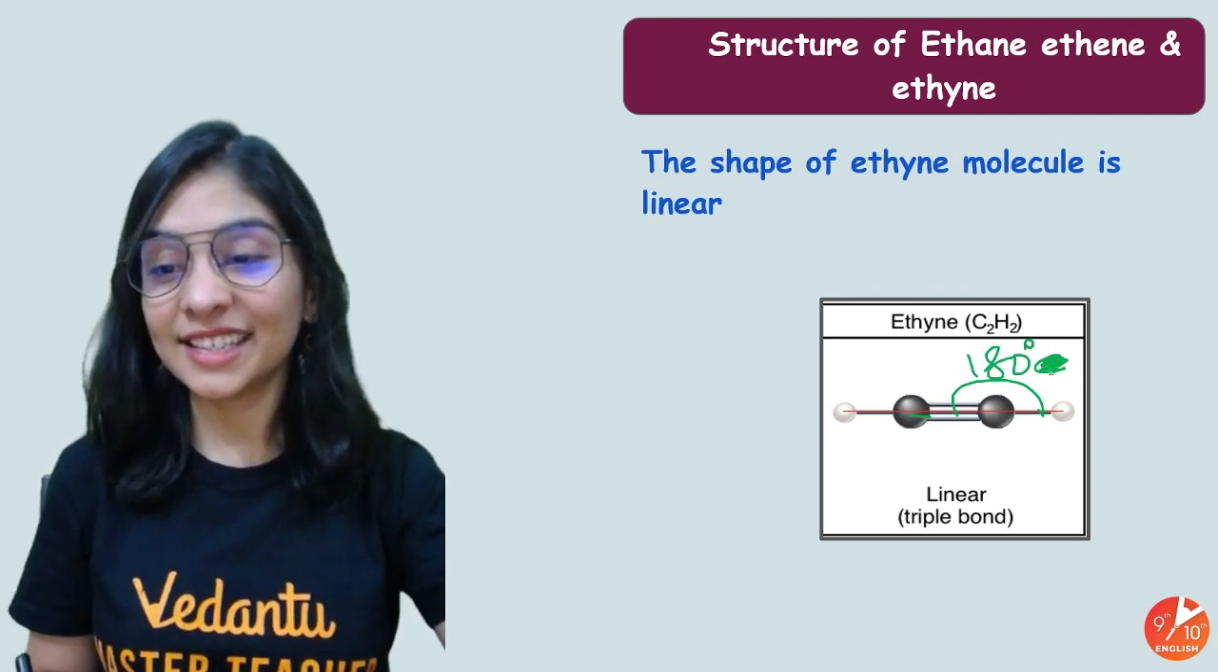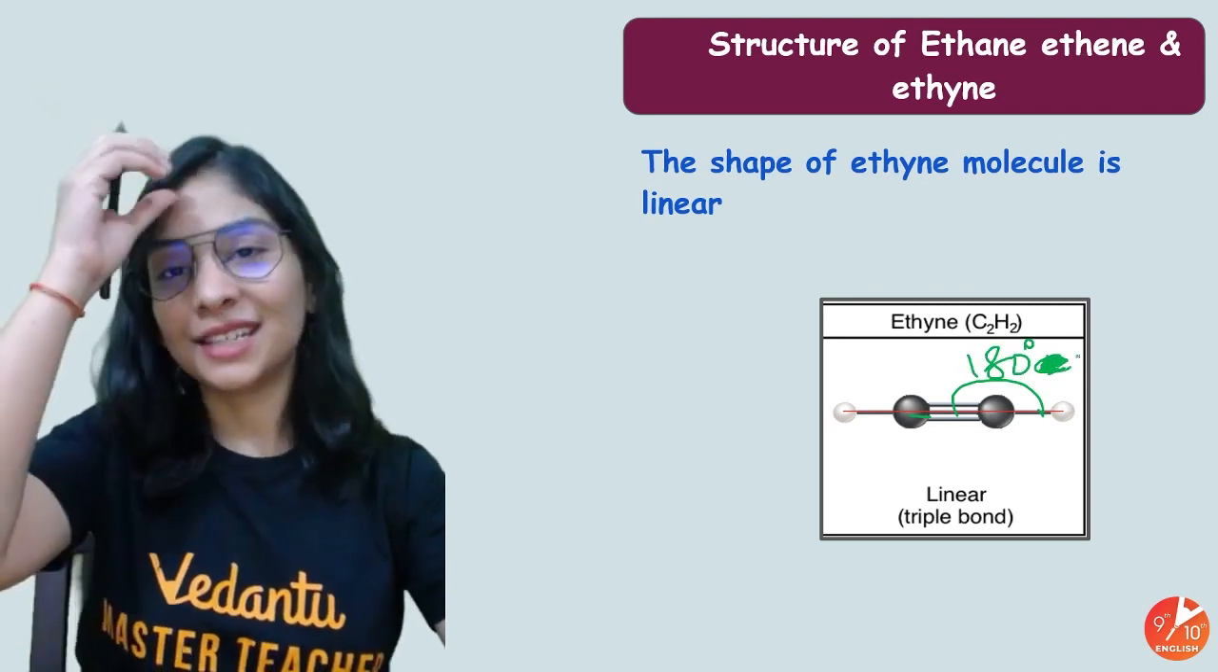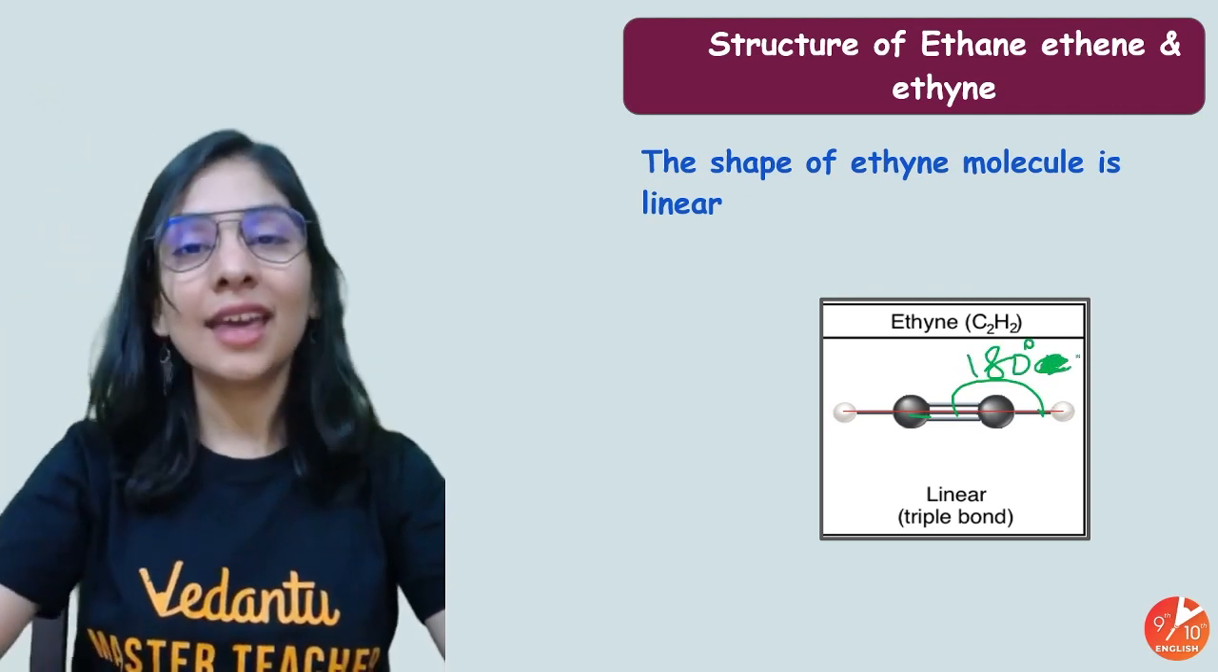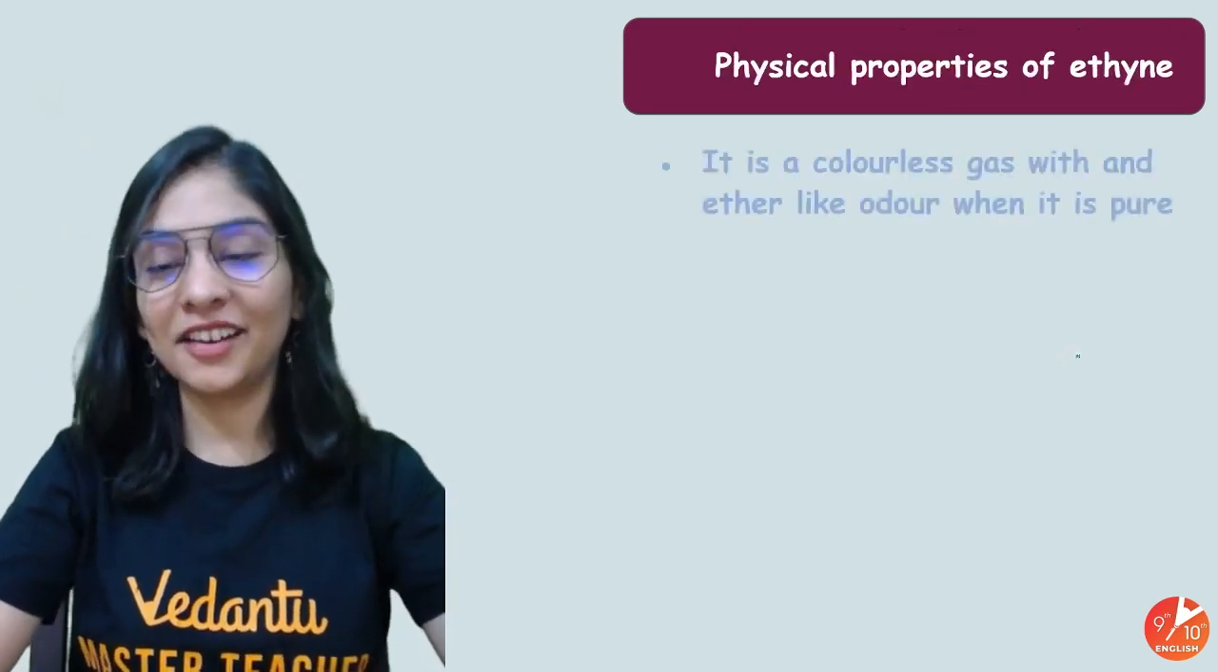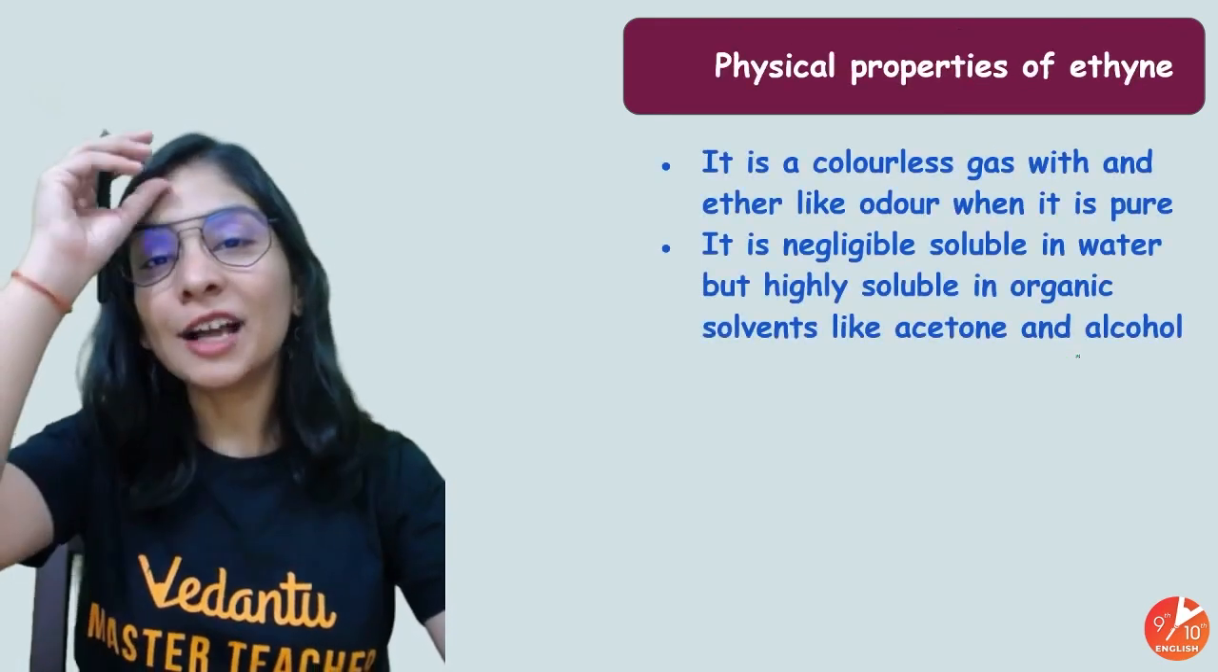Sorry, Celsius, I don't know, temperature thing. The bond angle is 120 degree. The molecule is planar. Now, what kind of physical properties is it having?